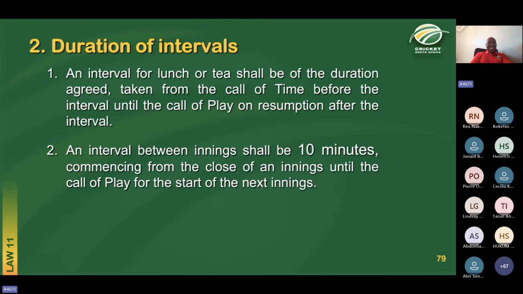We do have a specific timeline or time limit for the interval between innings. It shall be 10 minutes, commencing from the fall of the last wicket of the one batting innings until the call of play for the start of the next batting innings. Of course, we will find out later in this course that an innings can be concluded not only by the fall of the 10th wicket, but that is one of the ways that an innings can close.